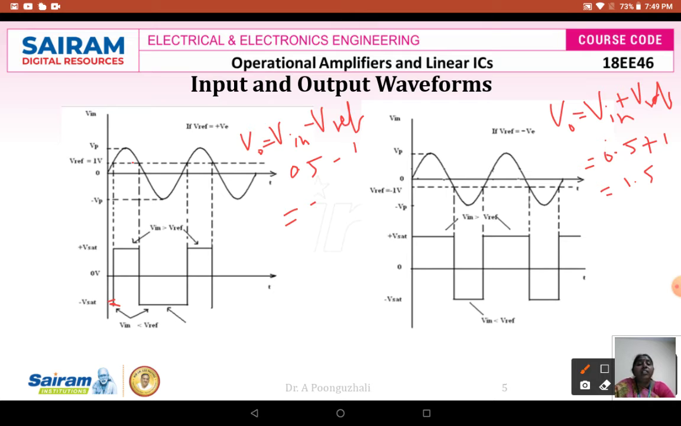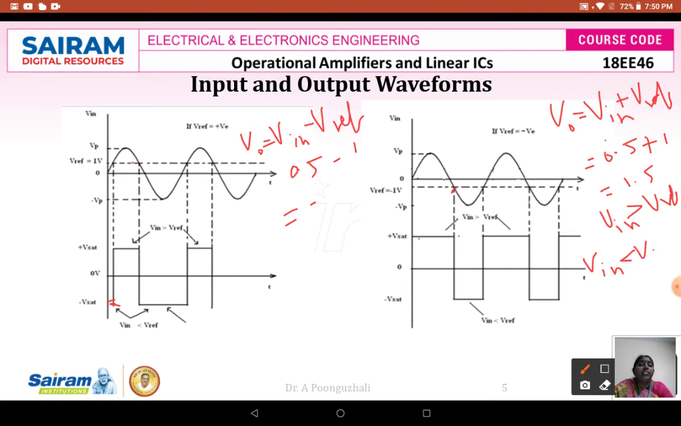So till V in is greater than your V reference, when V in is greater than V reference, my output is going to be at plus V saturation, and the output stays here at plus V saturation.